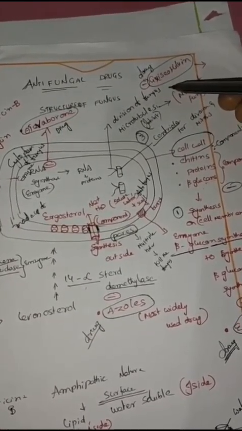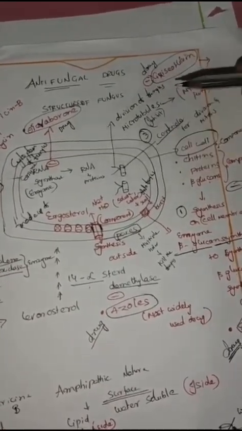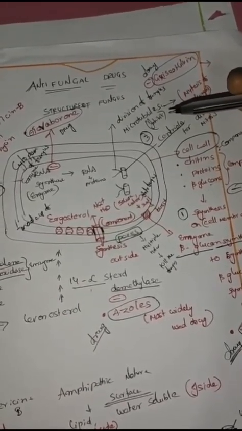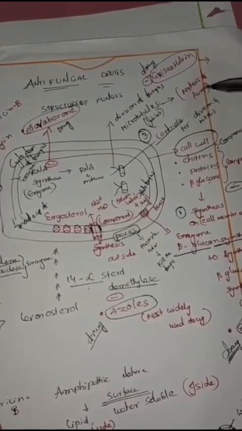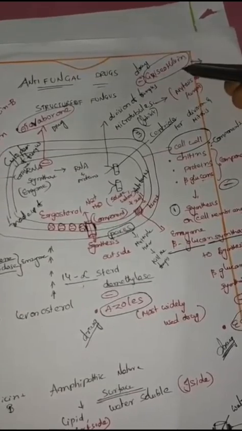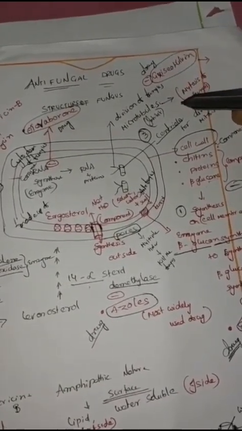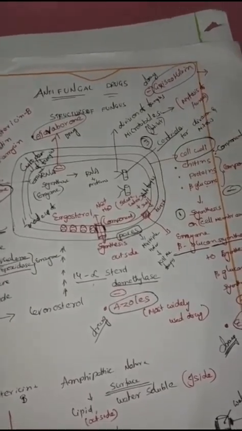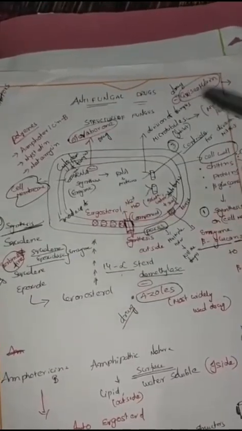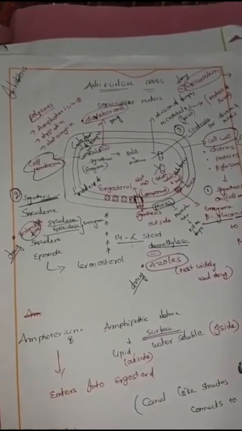Griseofulvin is given to the patient with the target of centrioles, so that there is no division or mitosis of the fungus. Understand, my students, griseofulvin is also one of the drugs administered for the inhibition of mitosis of the fungus. So we have seen different kinds of drugs on different targets to destroy the fungus.